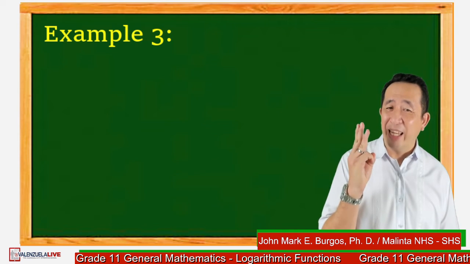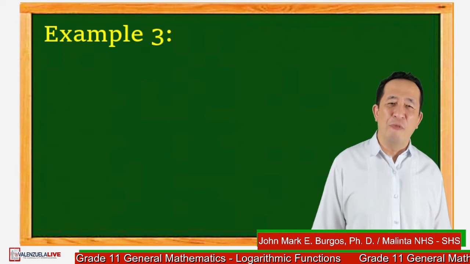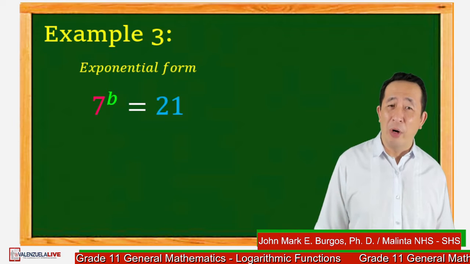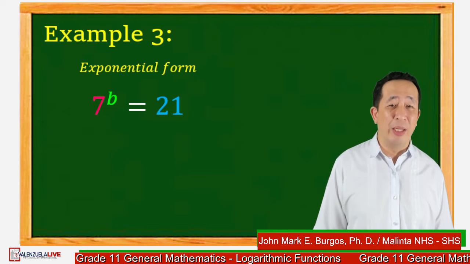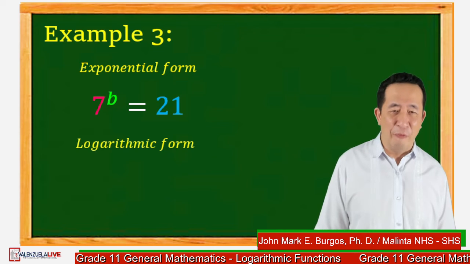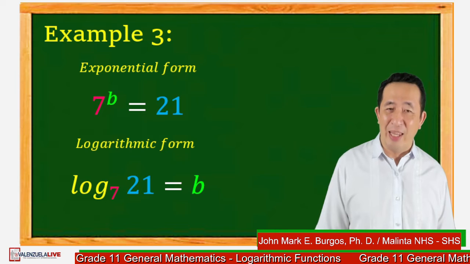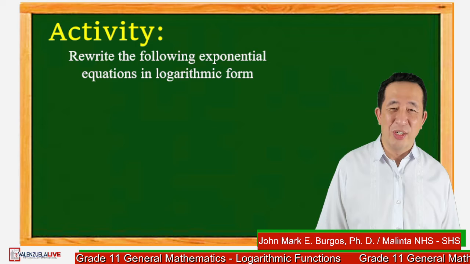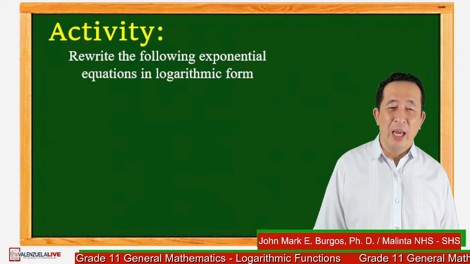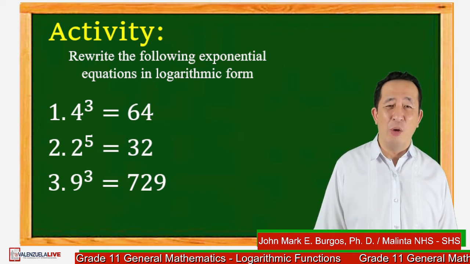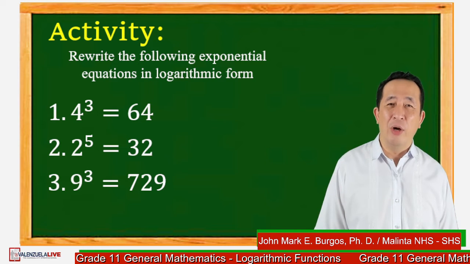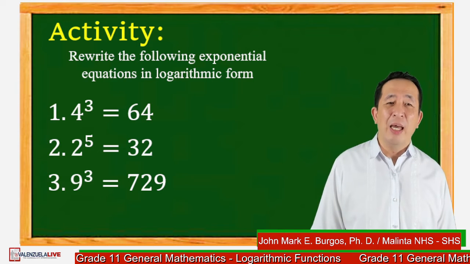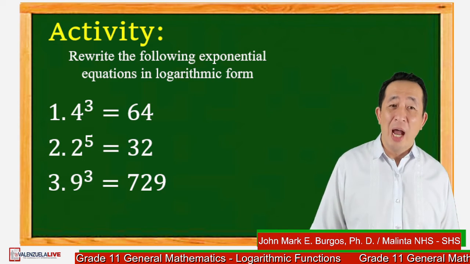In our third example, the exponential form 7 raised to the power of p is equal to 21. In the logarithmic form, the logarithm of 21 with base 7 is equal to p. Let us have an activity first. I will give you 3 questions and I will request you to rewrite the following exponential equations in logarithmic form. If you are ready, I will give you 1 minute to answer the questions. Now, let's start.